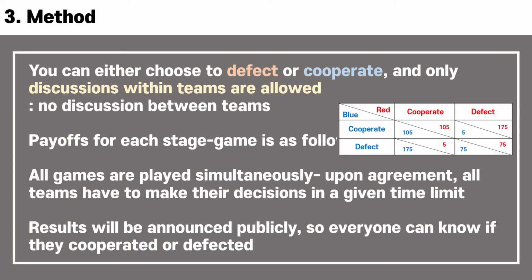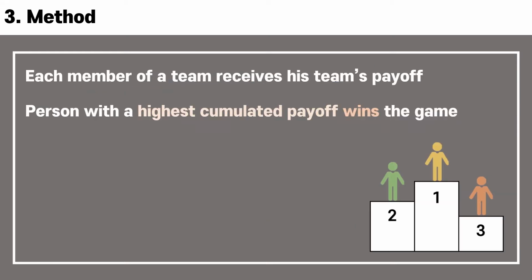Results will be announced publicly, so everyone can know if their opponent has cooperated or defected. In the calculation of payoff for Team v Team games, each member of a team will receive his or her team's payoffs. For both individual and team games, the person with the highest cumulative payoffs wins the game. What do you think the ideal strategy for this game is?